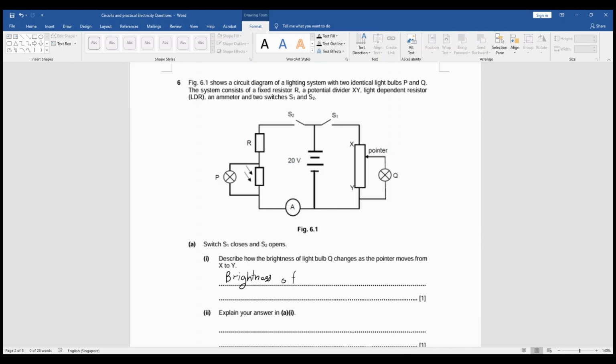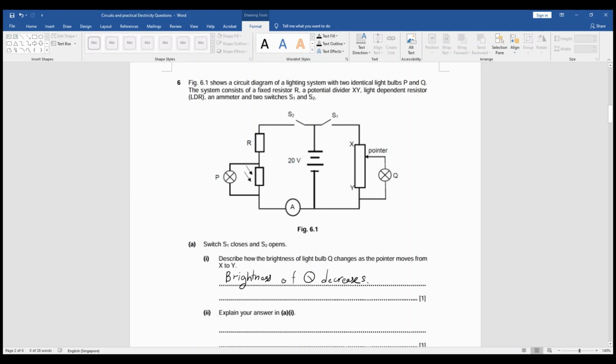Okay, brightness of Q decrease to 0. Decrease. Just decrease, not to 0, decrease. Yeah, it decreases. Explain your answer in A part 1.